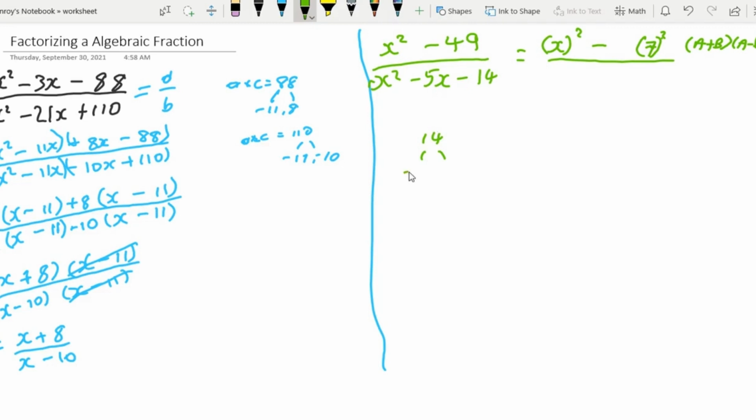So, negative 7 and a positive 2, right? When we add negative 7 and a positive 2, we'll get a negative 5. So we're going to rewrite it right here. We're just rewriting it to replace the middle term: x squared minus 7x plus 2x minus 14. Alright, just coming down, and we're going to use this formula.